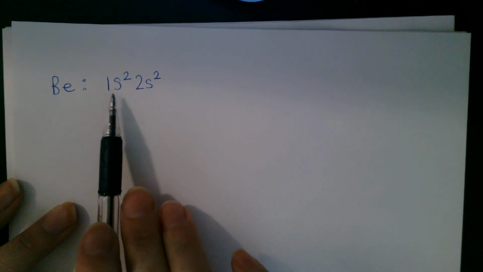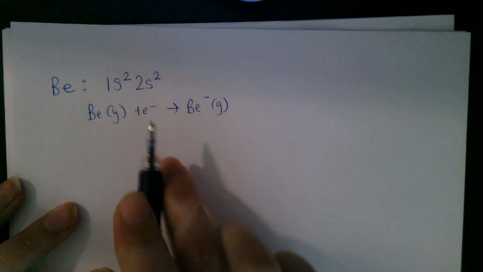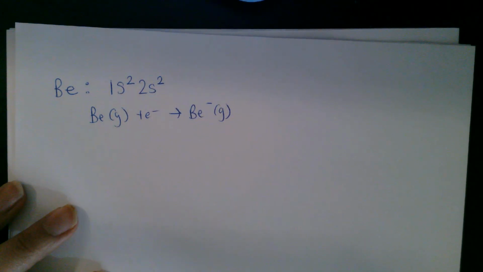All right, so our first one, it said to explain, let's explain beryllium. Okay, so we are going to look at why beryllium would possibly have a positive electron affinity. So let's start with the electron configuration. So beryllium is 1s2 and then 2s2. Okay, so if an electron is added, so if we did Be gas plus electron to form Be minus gas, that electron is going to go into the 2p.